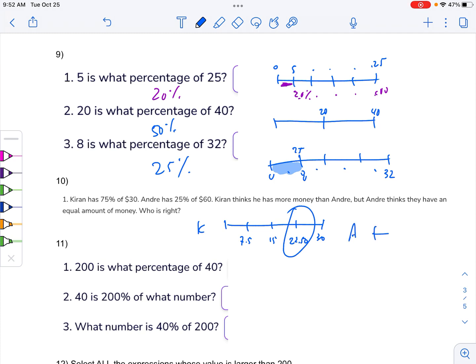Let's do Andrea. Okay, number line a little bit. So we have 25% of $60. So 100% is $60.